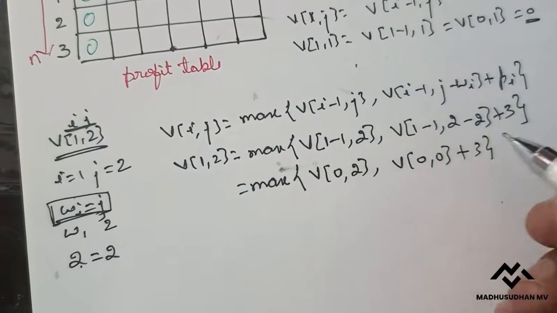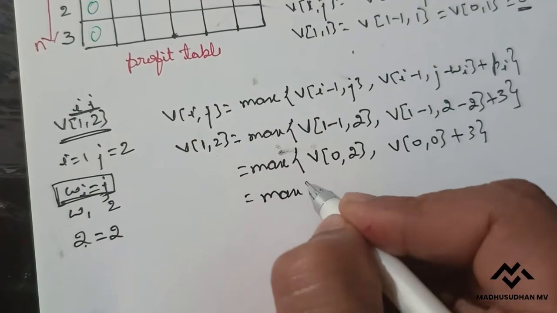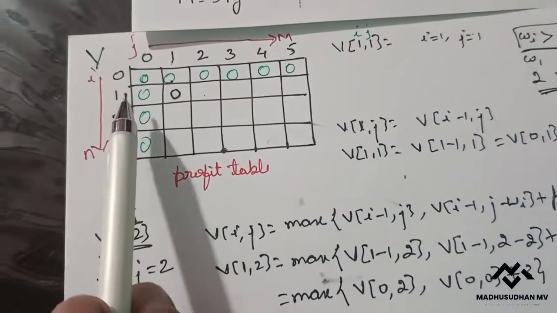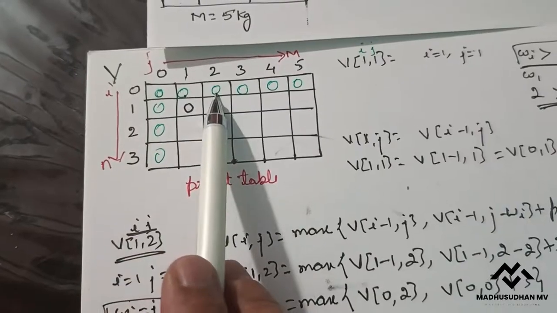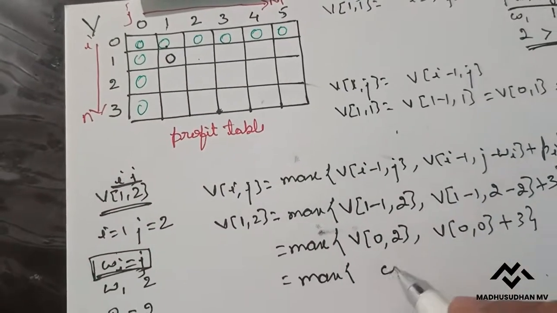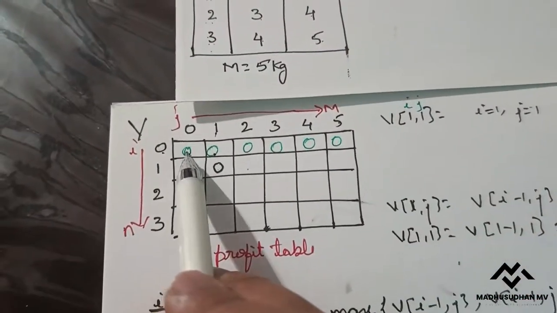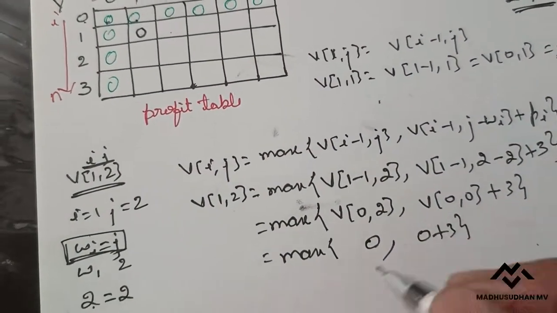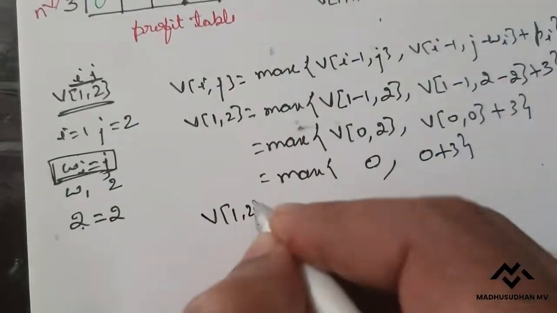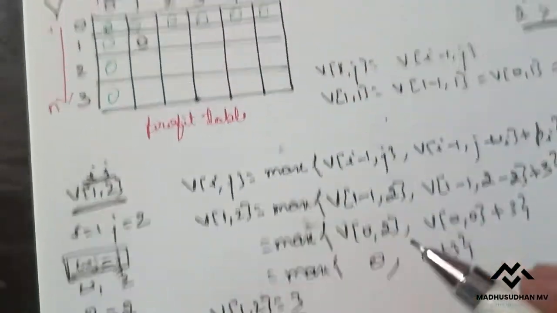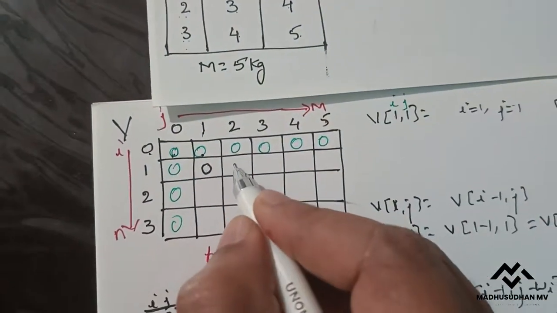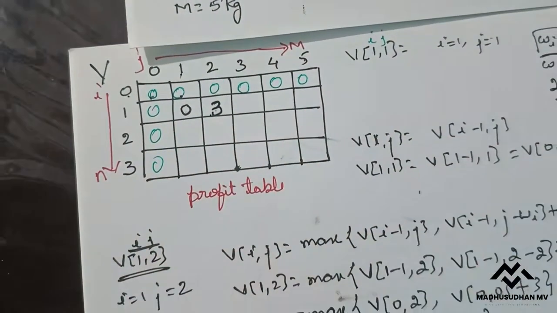So this is nothing but the maximum of V of 0 comma 2, and V of 0 comma 0 plus 3. V of 0 comma 2 we already calculated, and it is 0. V of 0 comma 0 is again 0. 0 plus 3 is 3, which is the maximum. So V of 1 comma 2 is equal to 3. I will update my table: V of 1 comma 2 is 3.